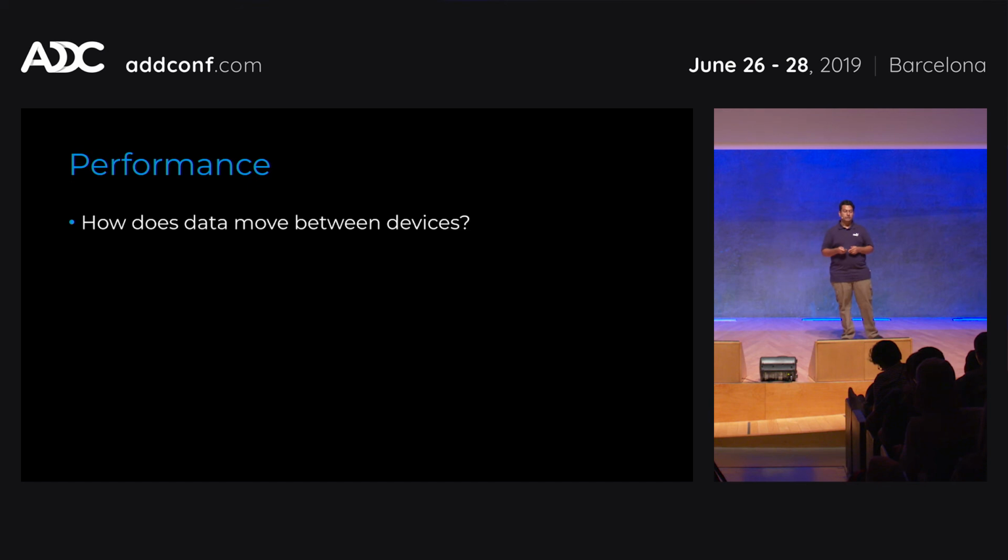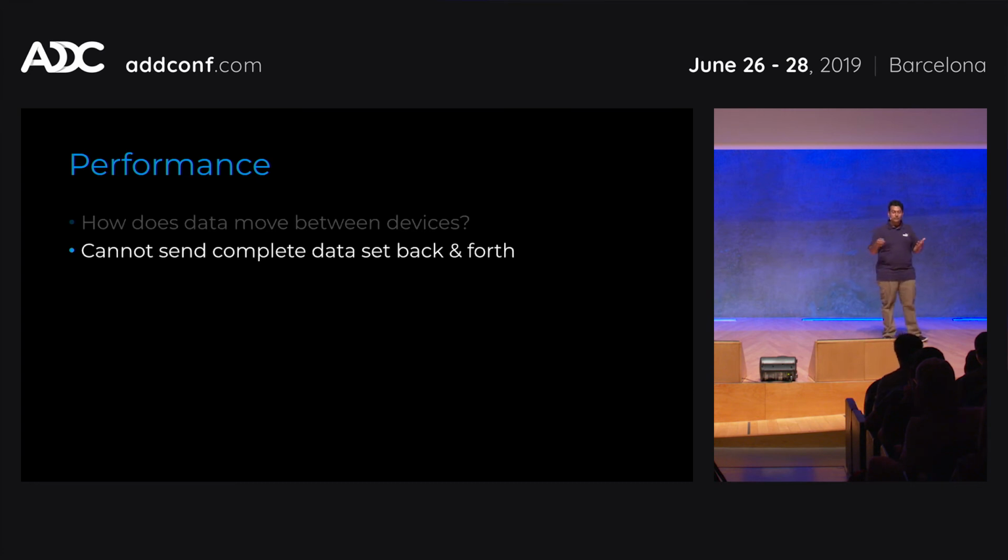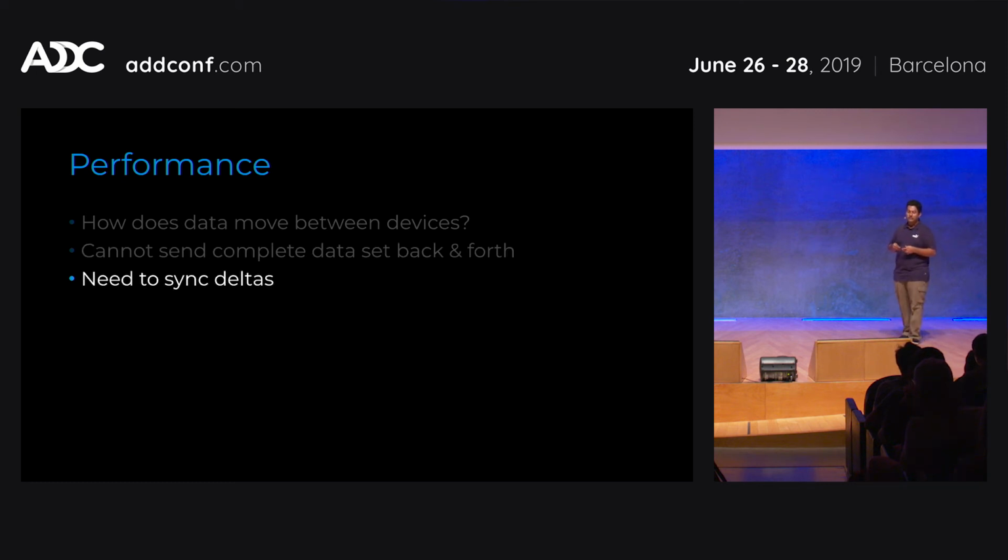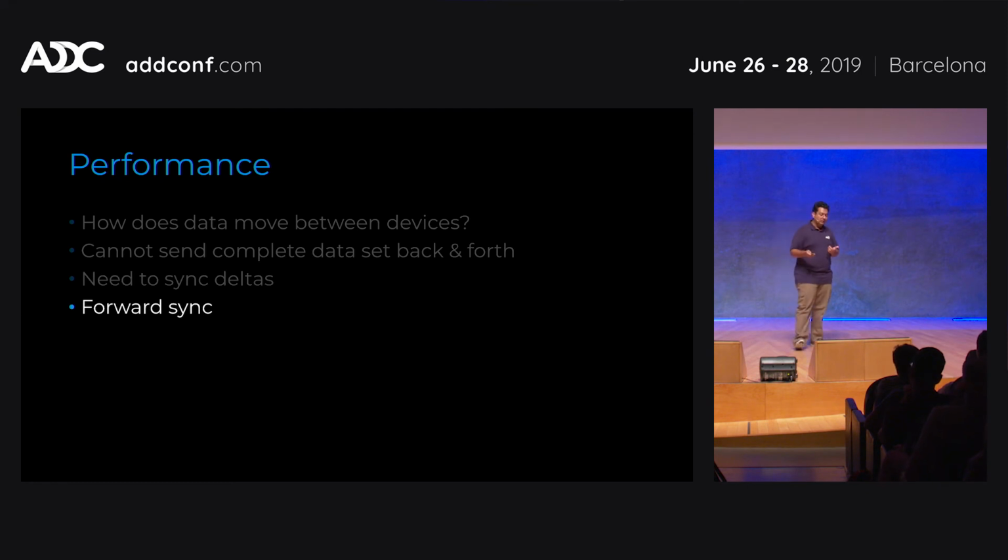So the obvious question here is, how do you move data between devices, right? So obviously, we can't just keep sending the entire data set back and forth. It could end up being pretty large, so you don't want to do that. So you have to sync deltas, right? So the idea is you only want to get the data that each device doesn't already have. So the way CloudKit does this is with something called forward sync, right?